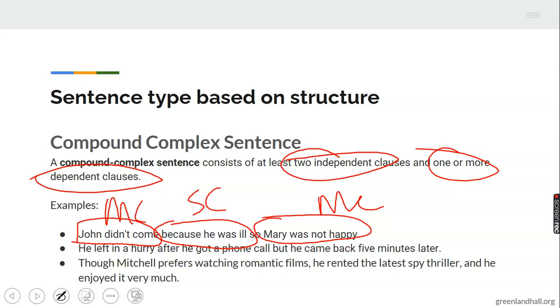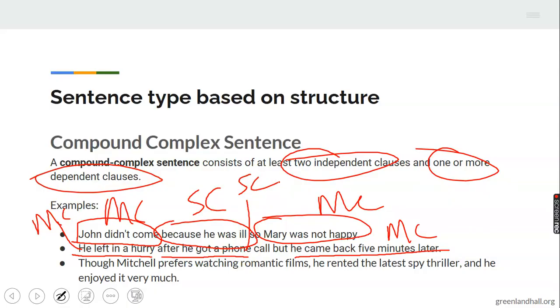He left in a hurry, a main clause. After he got the phone call, a subordinate clause. But he came back in 5 minutes time, a main clause. Main clause here. This is a main clause also. Then this is a subordinate clause.